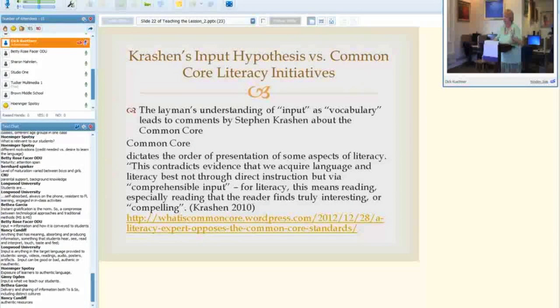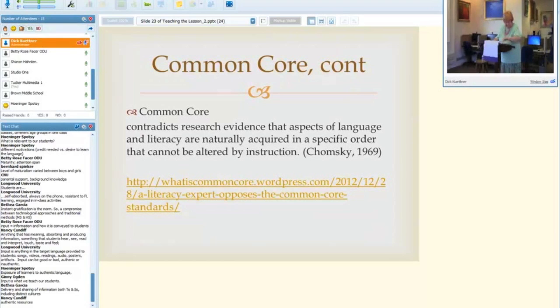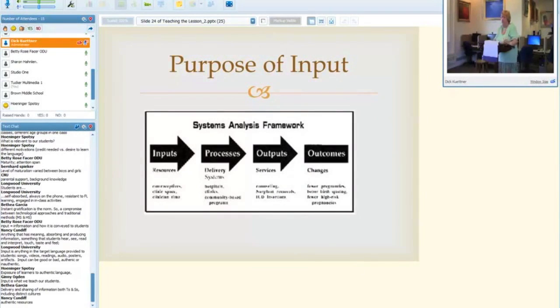I've mentioned that input needs to have a purpose. This graphic comes out of the business world, but I think it's applicable to what we're doing. We have inputs. Our students must process that input. It leads to an output, which should lead to assessment, to an outcome, what we want our students to take away. And if I could have come up with a better one with my own drawing, I would have done it, but this was good.